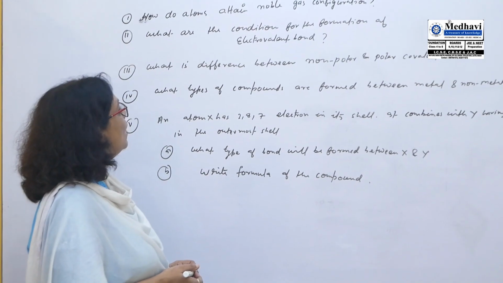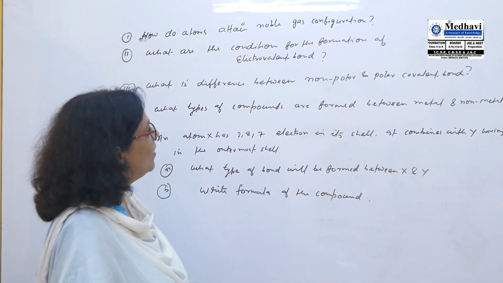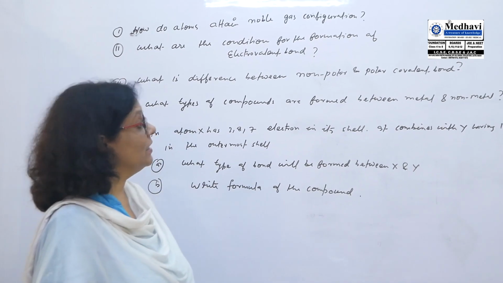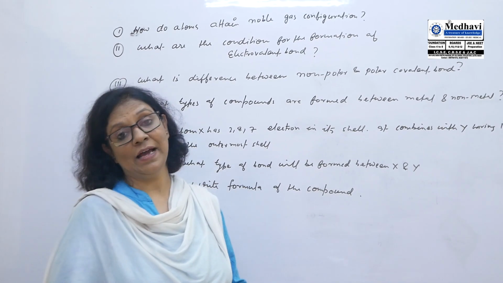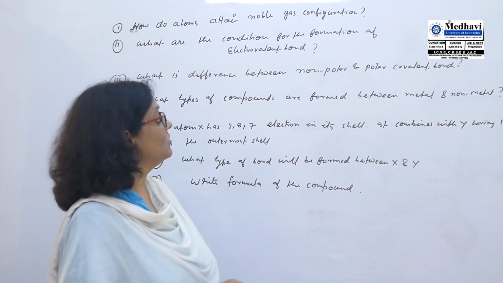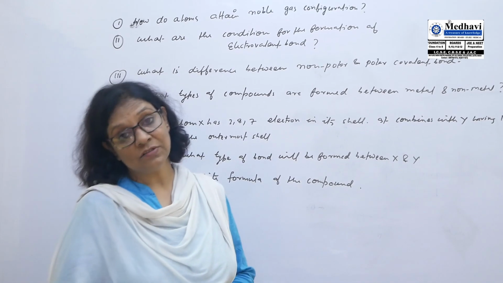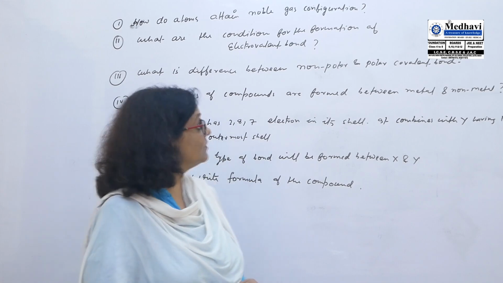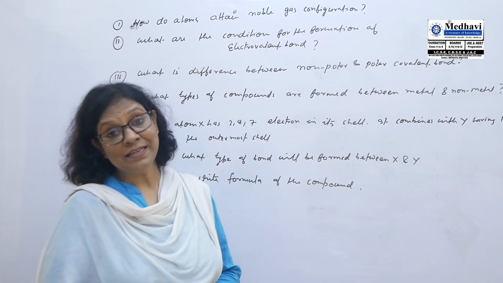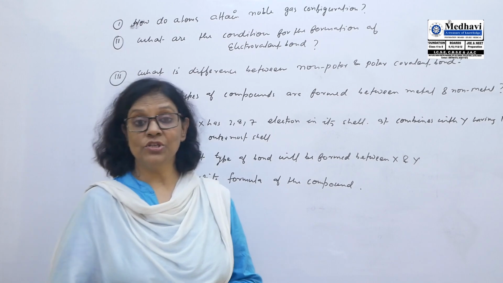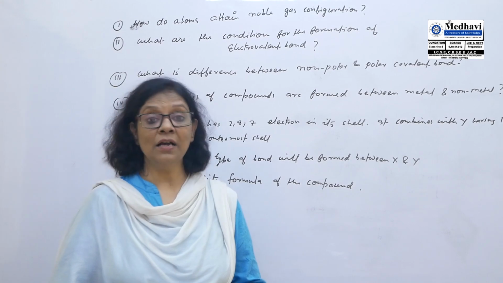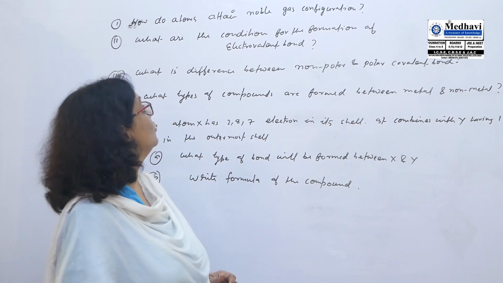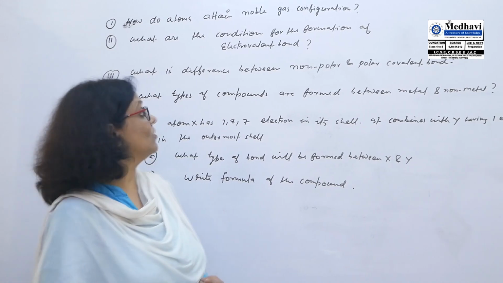First, how do atoms attain noble gas configuration? I have already explained. Noble gas configuration means to have stability. It can be possible either by transfer of electrons or by sharing of electrons. In transfer of electrons, we get an electrovalent compound, and sharing takes place in a covalent compound. So you will explain these electrovalent and covalent compounds to answer this question.